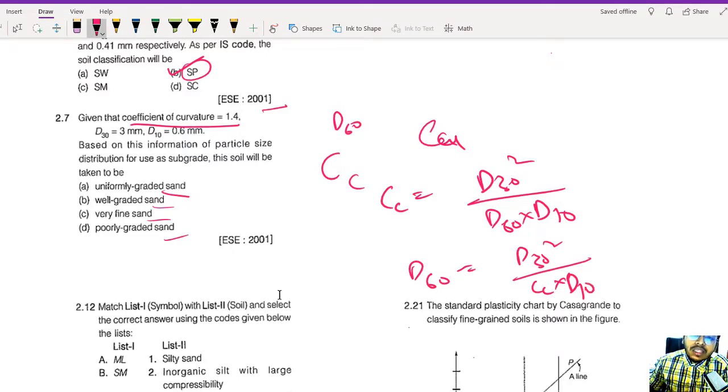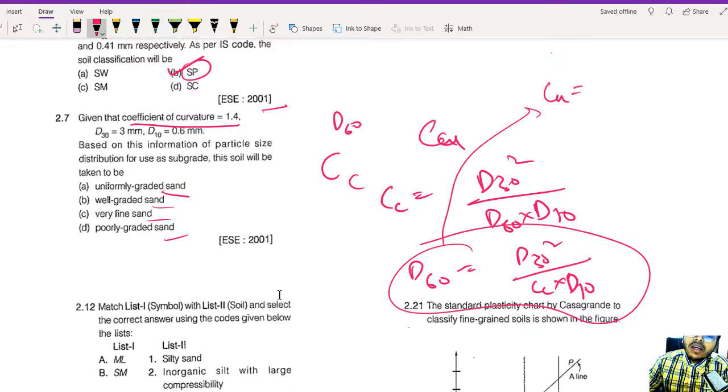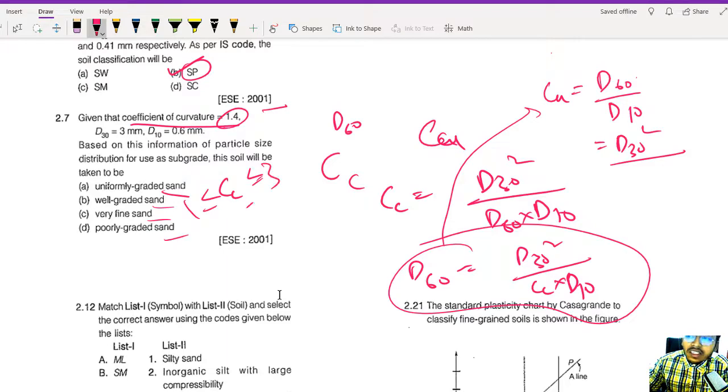Okay, so just to substitute this in your CU, coefficient of uniformity. It will be D60 divided by D10. So in short, I can write D30 square divided by CC. CC is how much? 1.4. So your CC should be in the range of 1 to 3, right? So that is correct. So what is your value? D30 square by CC into D10 into D10. So that is your CU value.